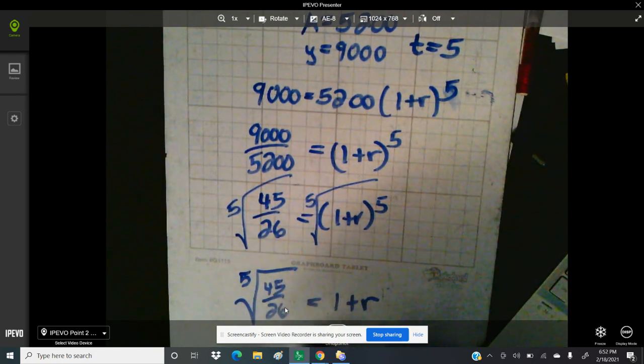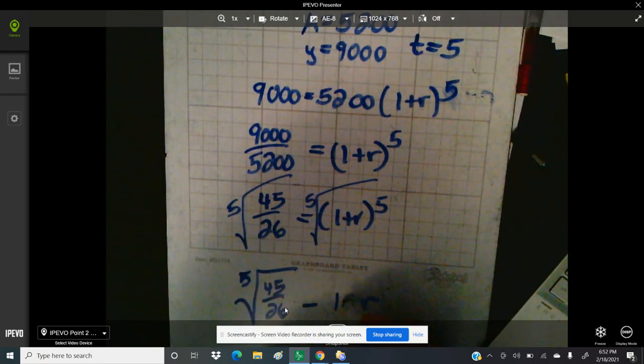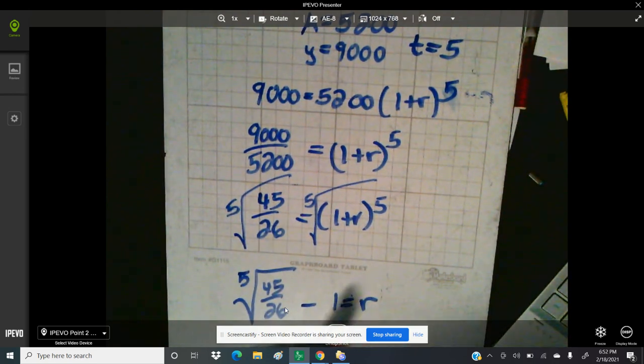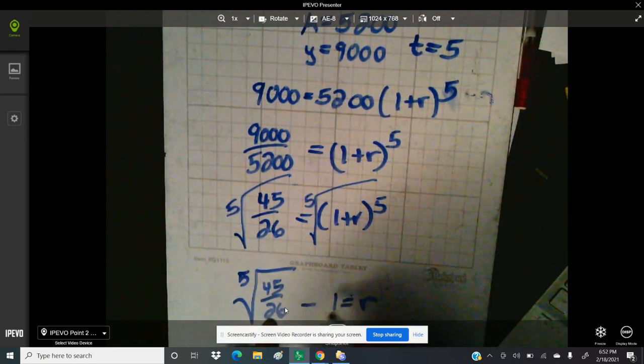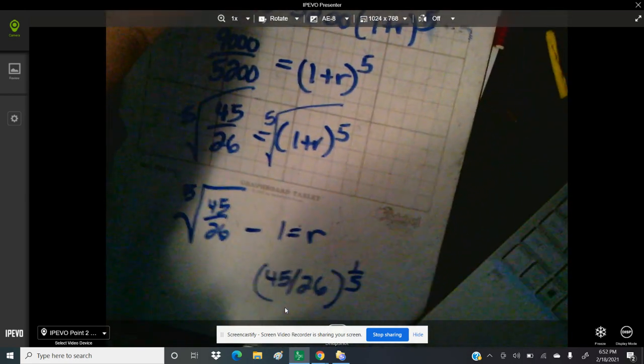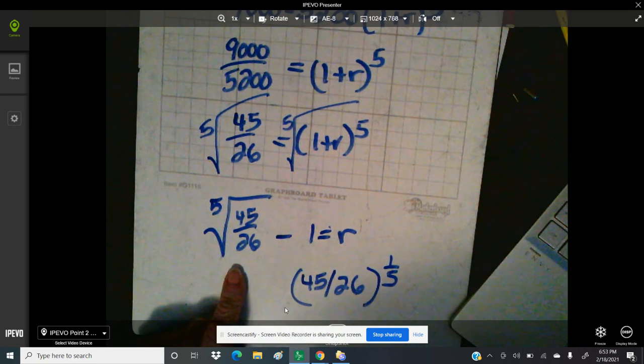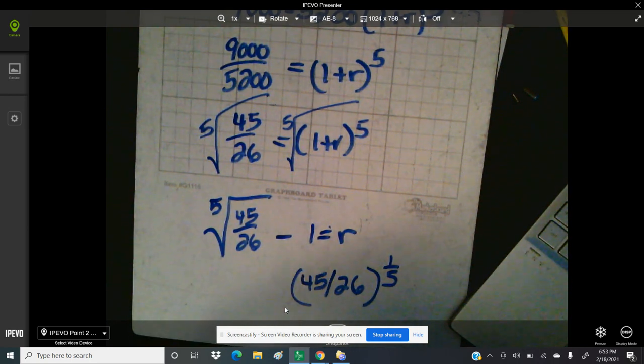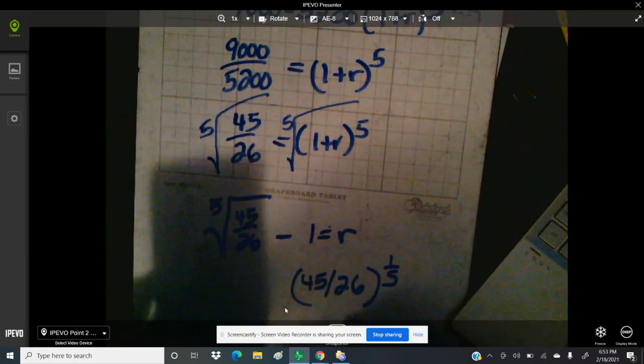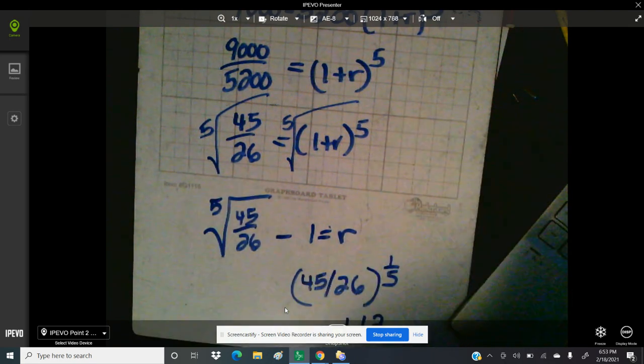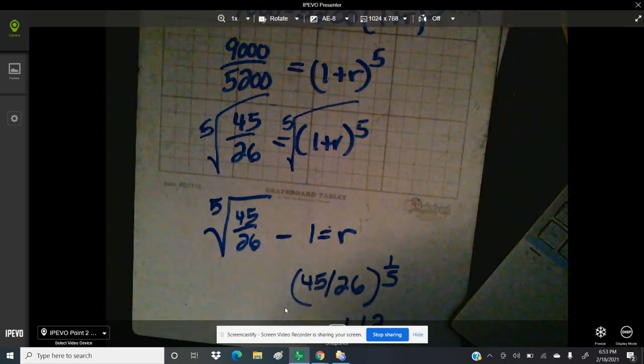And then I just have to subtract the 1, and I'll have an expression equaling r. So I'm just going to go and put this in my calculator. The easiest way to put this in my calculator is to go 45 divided by 26 and then raise that to the 1/5 power, because that would be the same thing as taking the 5th root. So if you do that, you're going to go 45 divided by 26, raise that to the 1/5 power, and I get 1.12. So my rate is 1.12.